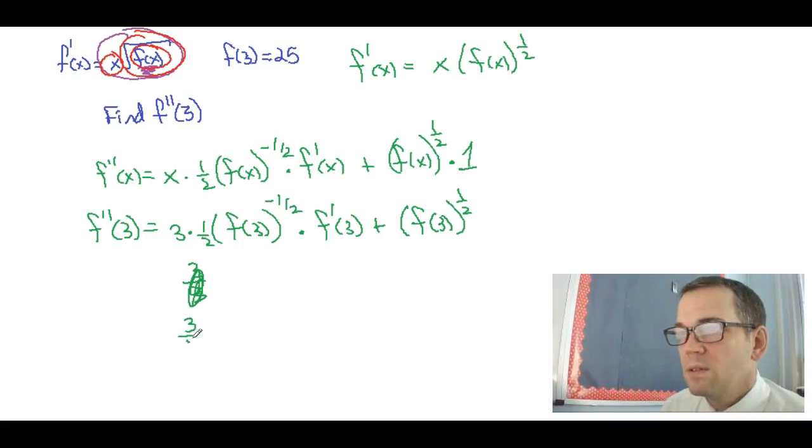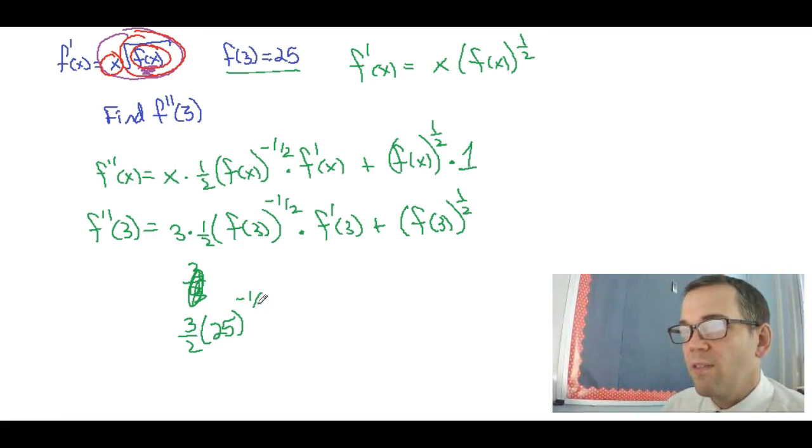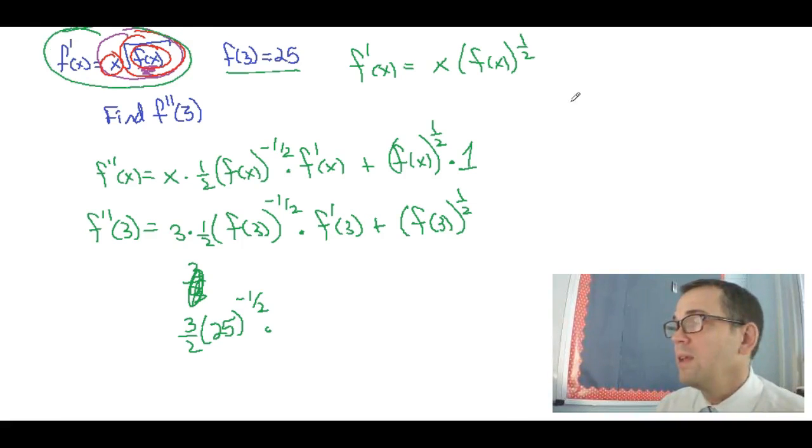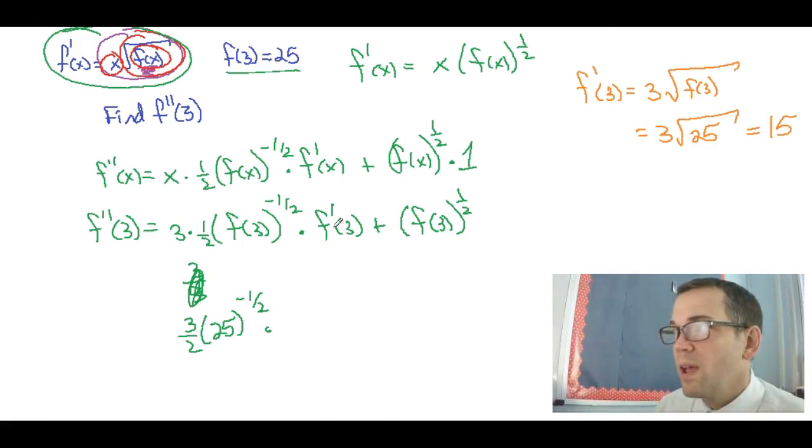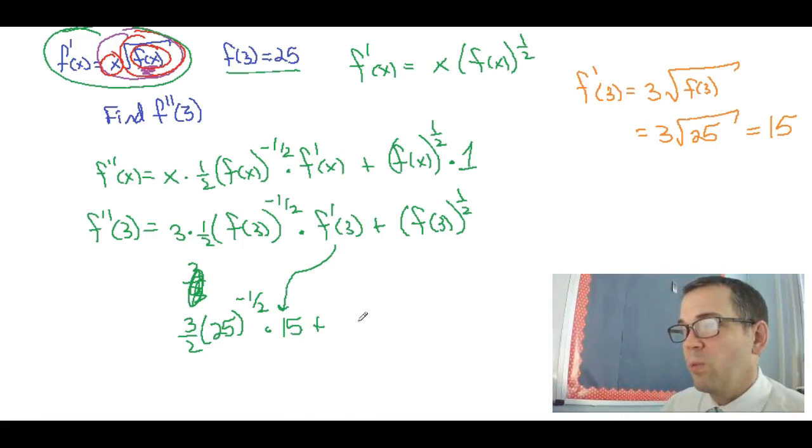F of 3, they told us, was 25 to the negative 1/2 power. F prime of 3, well, they gave me a function for f prime. F prime of 3 would equal x, which in this case is 3, times the square root of f of 3. And again, they told me f of 3 was 25. So I have 3 times the square root of 25, which of course is 5. So this is going to be 15. So f prime of 3 apparently is 15 plus f of 3 to the 1/2, or basically 25 to the 1/2.